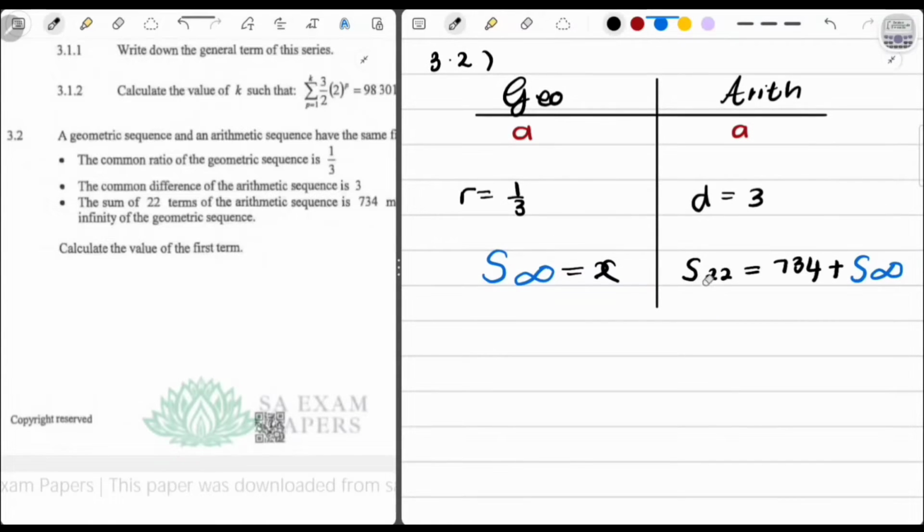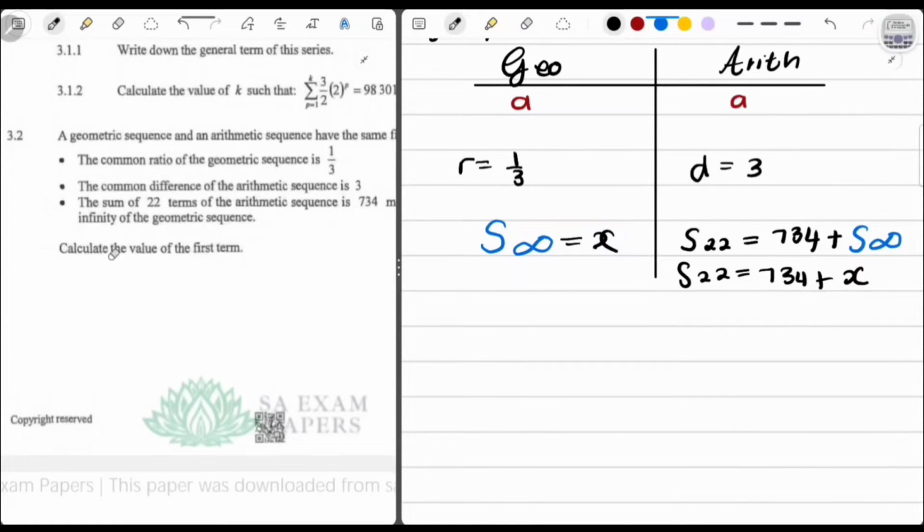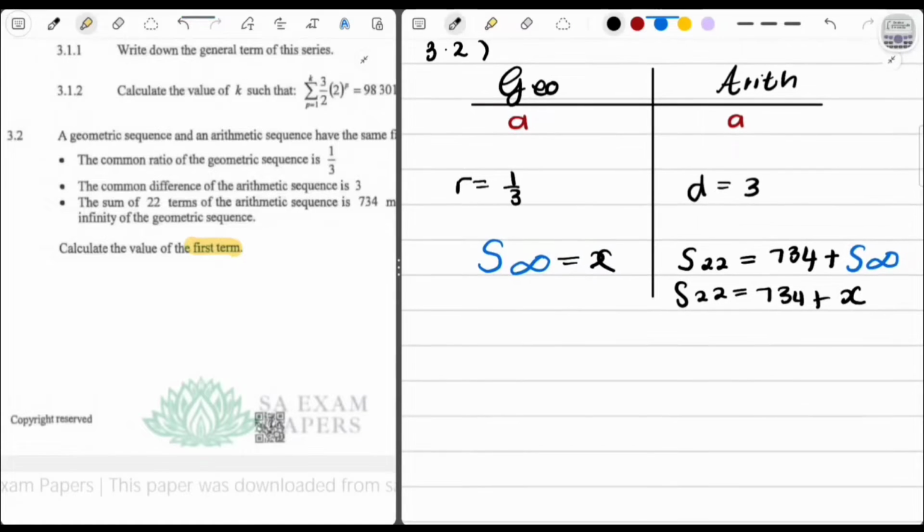Then I just have to find what exactly the sum of 22 terms is. I know that this is 734 plus the sum to infinity, which I've called x. So you see now we have two equations, the sum to infinity and the sum of 22 terms, and they both include x. I've just decided to call that sum to infinity x. Technically this is not an equation, I'm just naming this. So the question is, calculate the value of the first term. The first term is the value of a, so that's what we have to find. And they told us that a is exactly the same. So we're just going to have to use what they've given us.